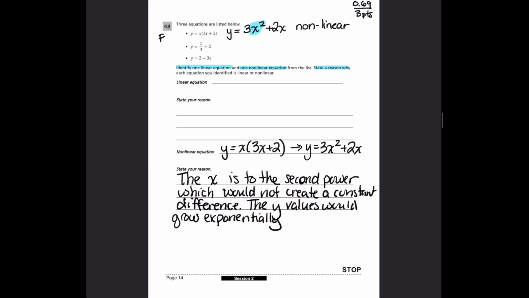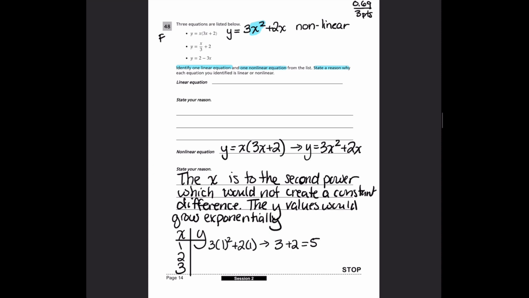This is what I mean. I'm going to show if I made a little table. So here's x, here's y. When x is 1, when x is 2, when x is 3. Watch how fast the y is going to grow in that equation. So when x is 1, I'm going to get 3 times 1 squared plus 2 times 1. Okay. 3 times 1 squared is still 3 plus 2, so I get 5. So y is 5.